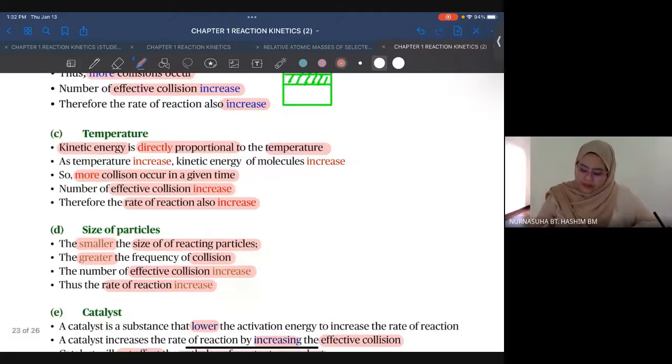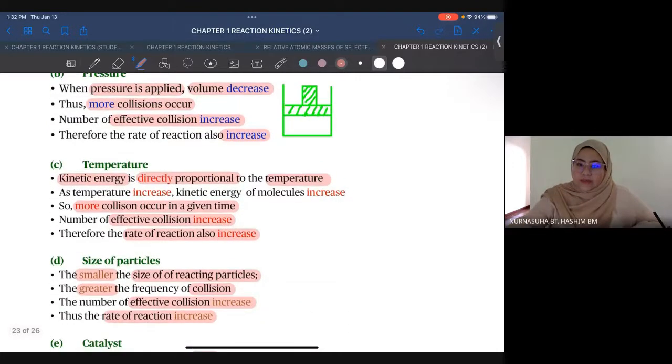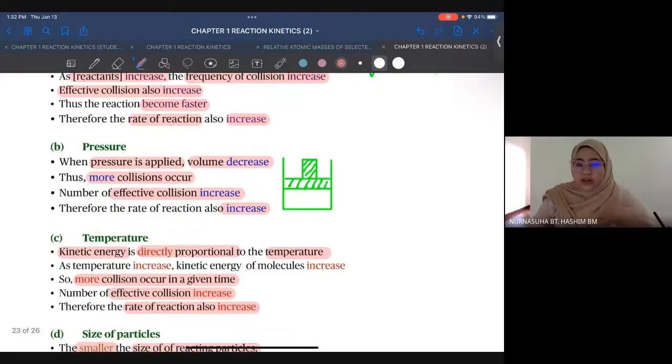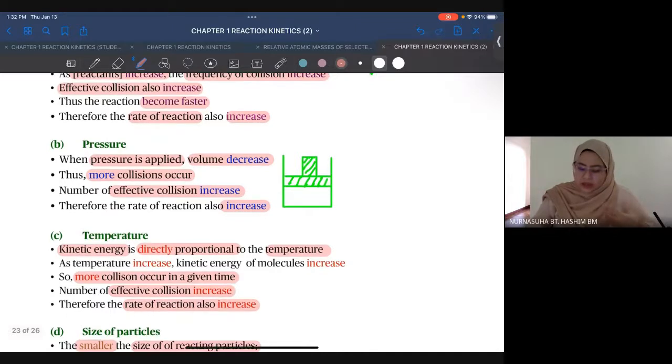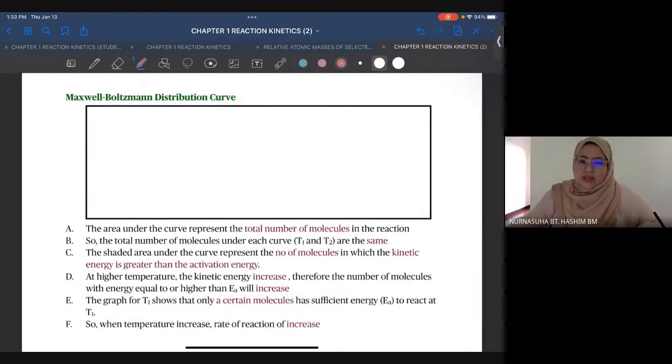Okay, so for the temperature ni, ada seorang saintis namanya Maxwell Boltzmann. Dia ada study in details lah. Okay, sebenarnya size of particle, pressure, concentration pun ada juga lagi details, tapi kita untuk metrik ni kita fokus dekat temperature lah. So Maxwell Boltzmann ni dua orang sebenarnya, dia dua orang saintis. Dia came out dengan satu graph. Graph ni dia nak tunjuk bahawa what happen when we increase the temperature.